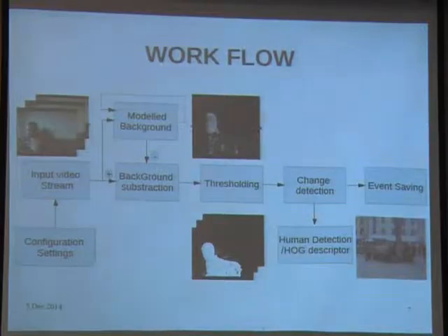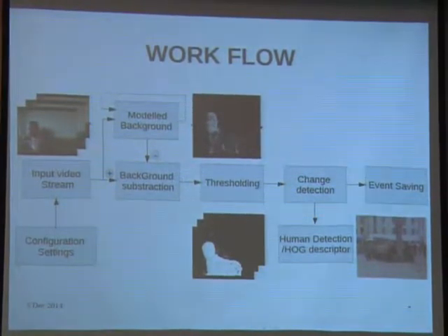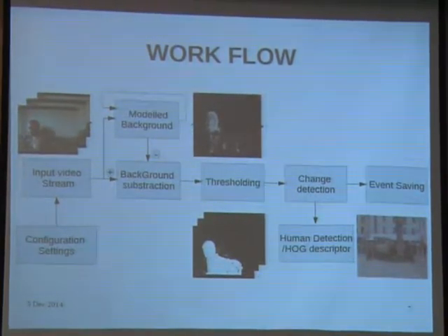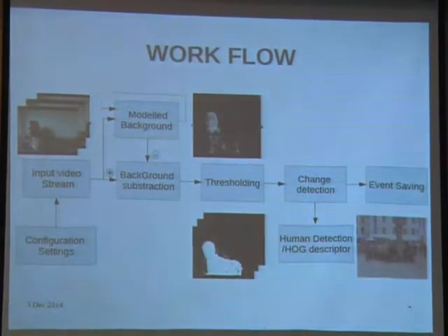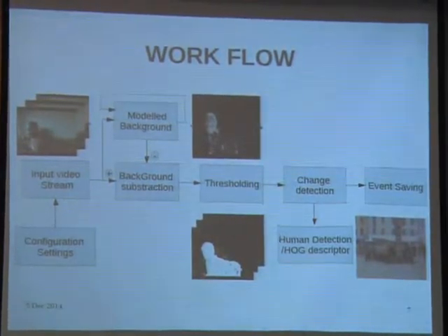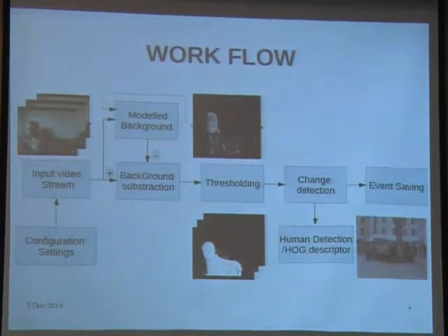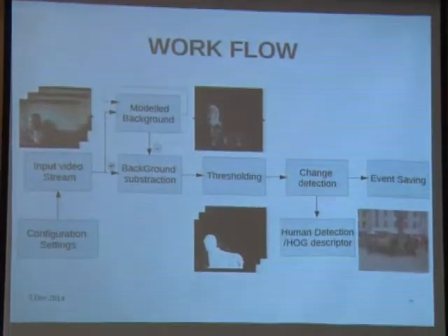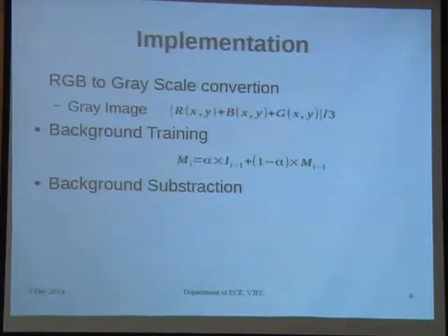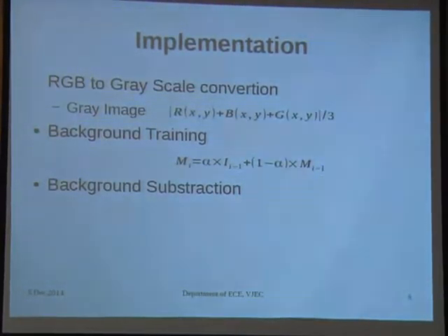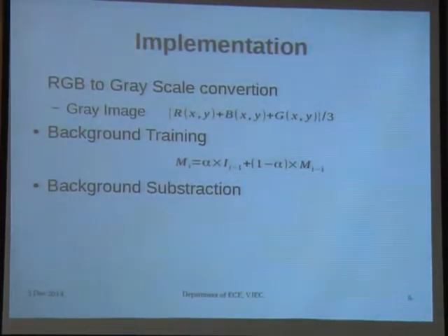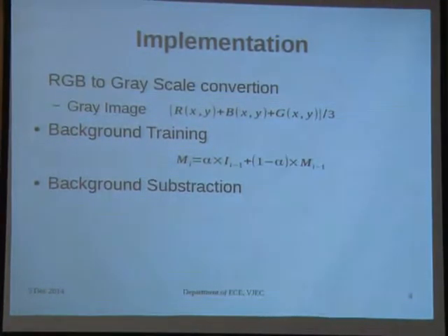The HOG descriptor is a function provided by OpenCV itself, so you just pass the frame, and it gives you the coordinates where there is an event. When we get the coordinates, we draw a bounding rectangle around the events, and then we plot that. And if there is any change detection, we can save it also. The saving is done using OpenCV. And before that, when we acquire a frame, we do all the NumPy calculations using grayscale images.